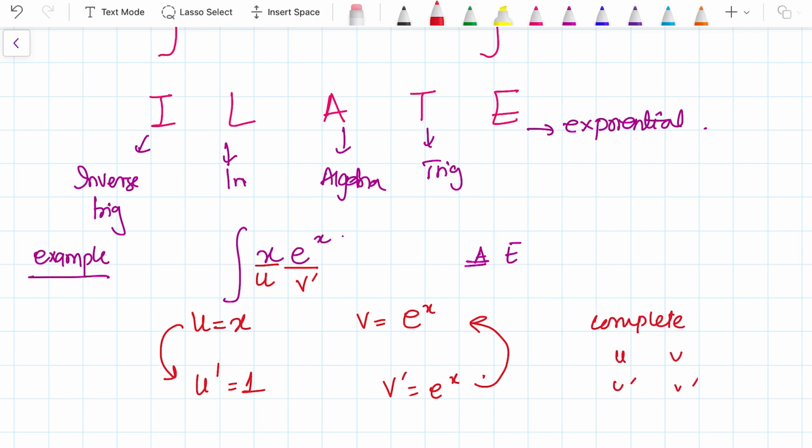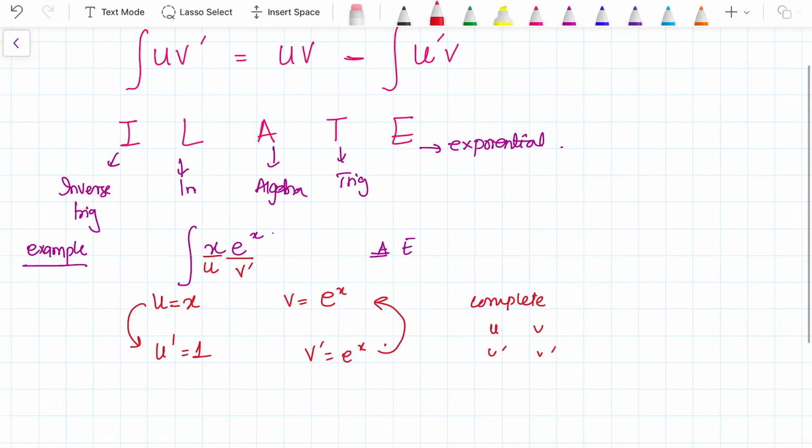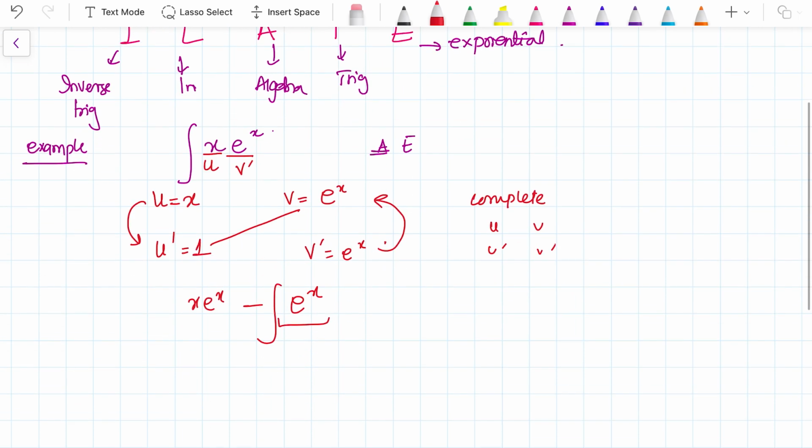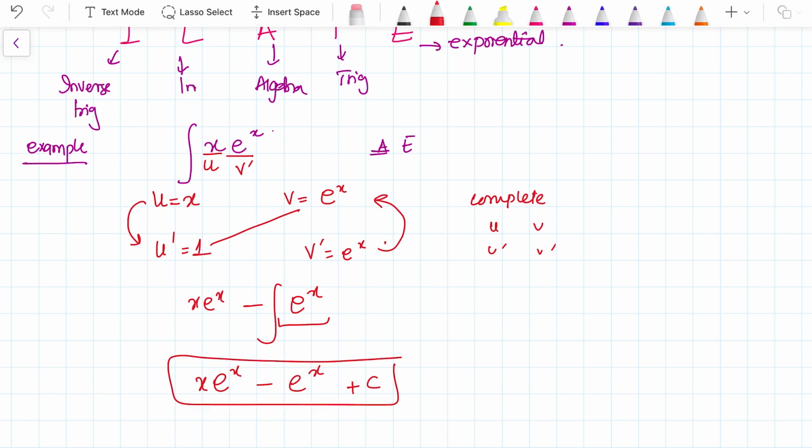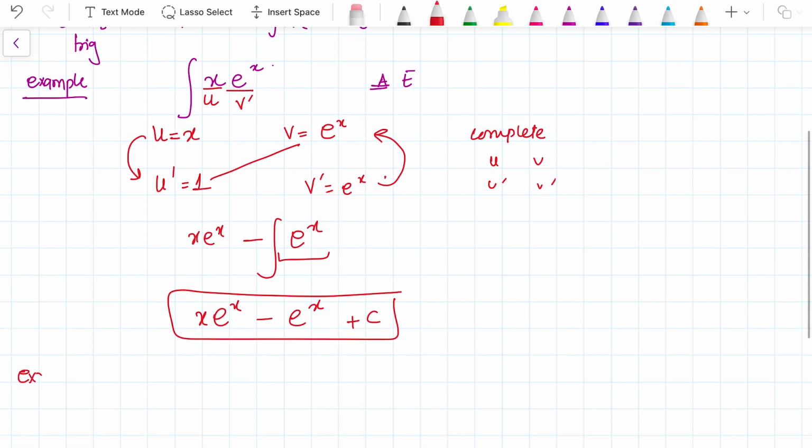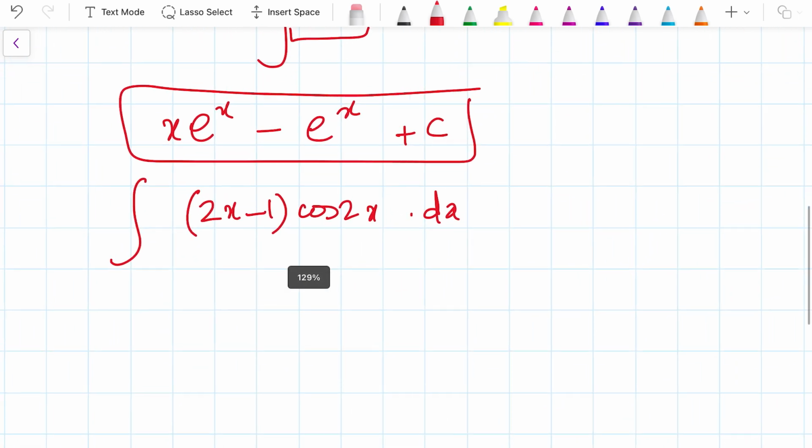So we need to complete u bar set. Now let's apply the formula: uv minus the integral of u bar v. Now this can be integrated, and what is the integration of the exponential function? You copy it, divided by the differential of the power, and since the function was e^x, you copy it divided by 1, so I did not write it. Let's do another example. Always write a dx because we're integrating with respect to x.